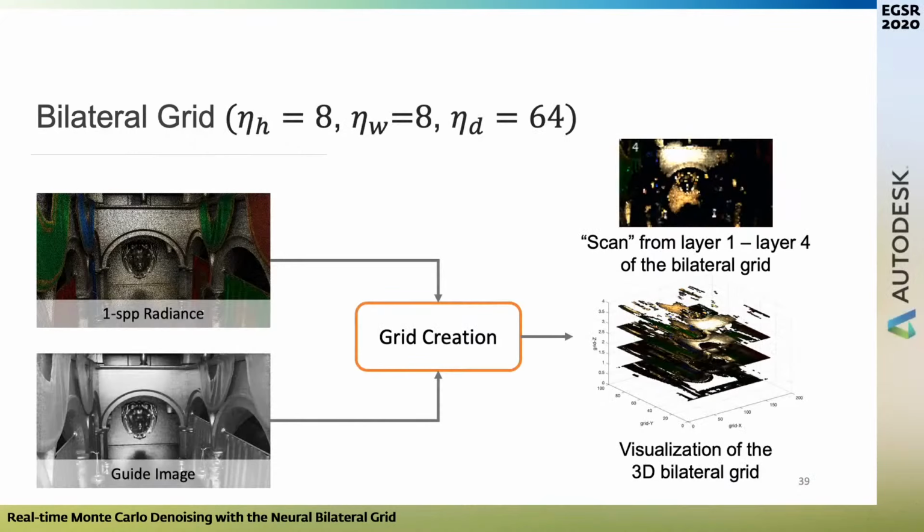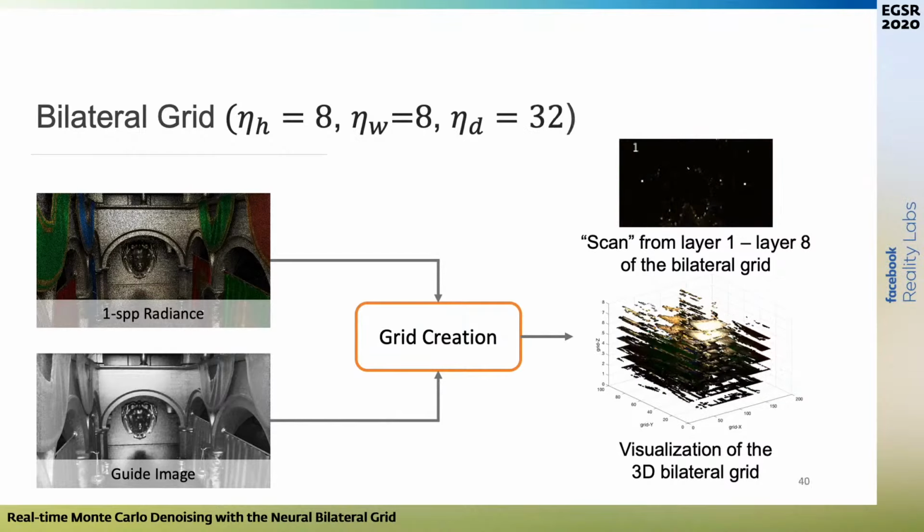Here is a visualization of the construction of the bilateral grid with depth equals 4. The 1 SPP radiance and the guide image are shown on the left. They are used as the input of the grid construction block. The right side shows the slices of the bilateral grid and the 3D bilateral grid. And here is a bilateral grid with depth equals 8.